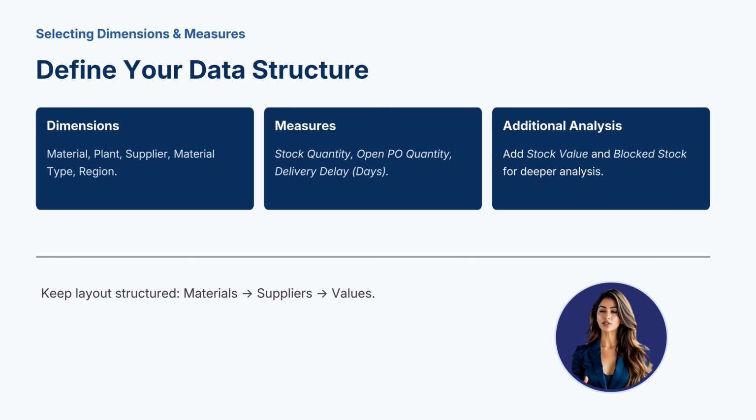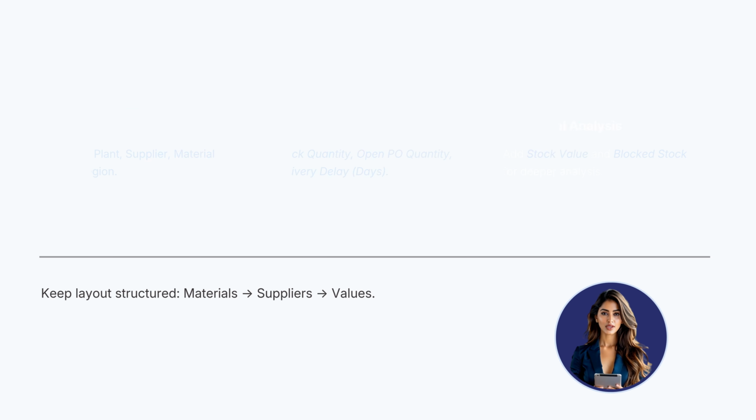Selecting dimensions and measures, select dimensions such as material, plant, supplier, region, and material type. Choose measures like stock quantity, open PO quantity, delivery delay days, and stock value. Keep your dataset manageable by including only business-critical fields. Organize the display order to ensure clarity when previewing the report.